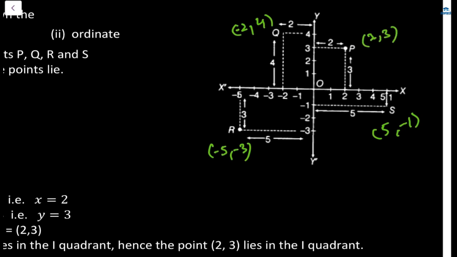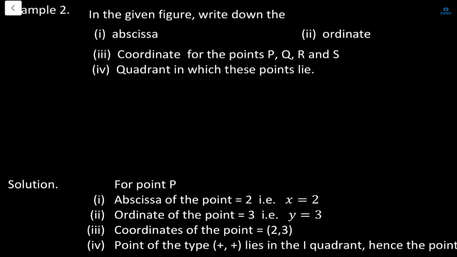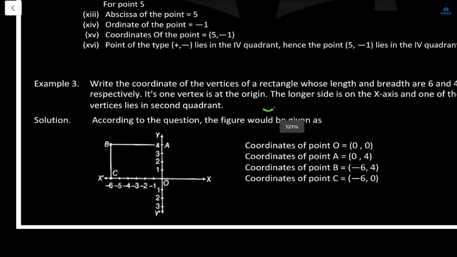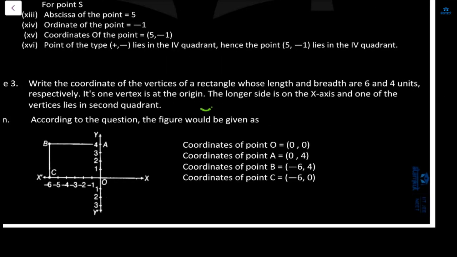Okay. Now what is there? The coordinates of the points that we have done, the coordinates in which these points lie, and the quadrant, you already know in which quadrant it lies. Write down the coordinates of the vertices of a rectangle whose length and breadth are 6 and 4.